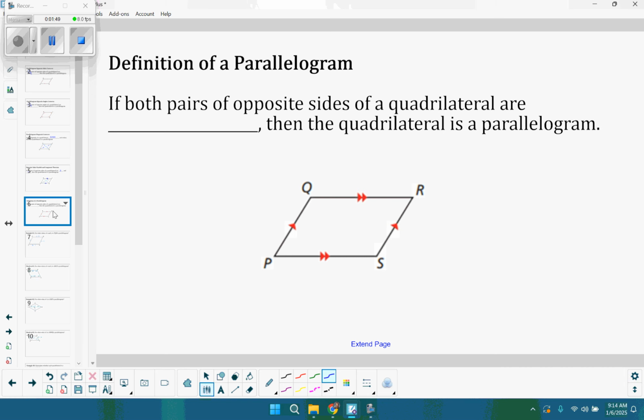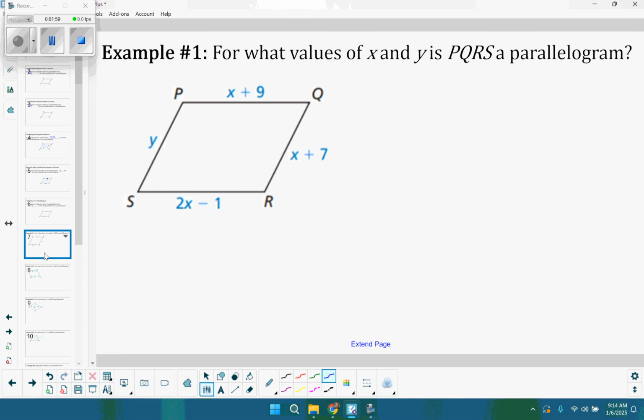And our last one was the definition of the parallelogram. If both pairs of opposite sides are parallel, then it is a parallelogram. For our first example, for what values of x and y is PQRS a parallelogram? In order for it to be a parallelogram, the opposite sides would be congruent. So we're basically going to treat it as if it already was one to solve for x and y.